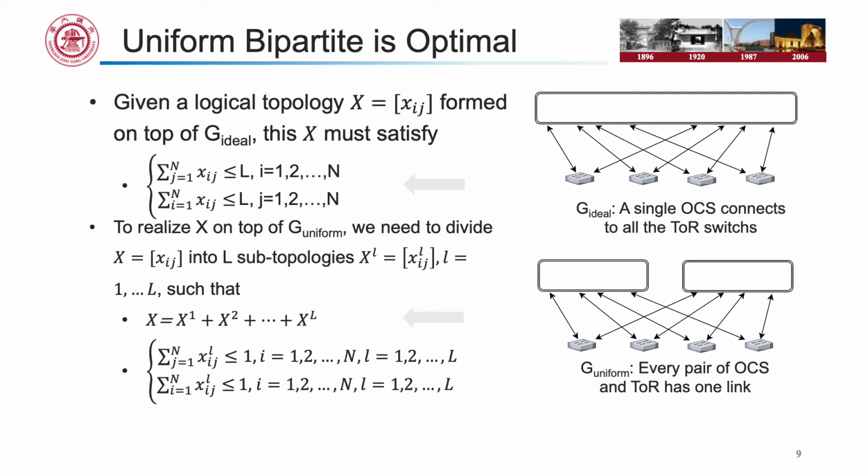This constraint says that combining these L topologies, we obtain the logical topology X. These two constraints say that each TOR can at most connect to one ingress port and one egress port in each OCS, because each TOR only has one ingress or egress link connected to each OCS. Actually, this topology decomposition is always feasible. Thus, the uniform bipartite topology attains the same performance as the ideal topology, which means that it is optimal.